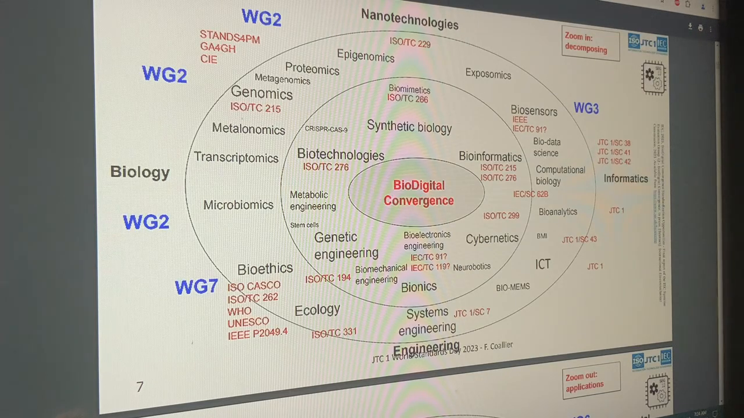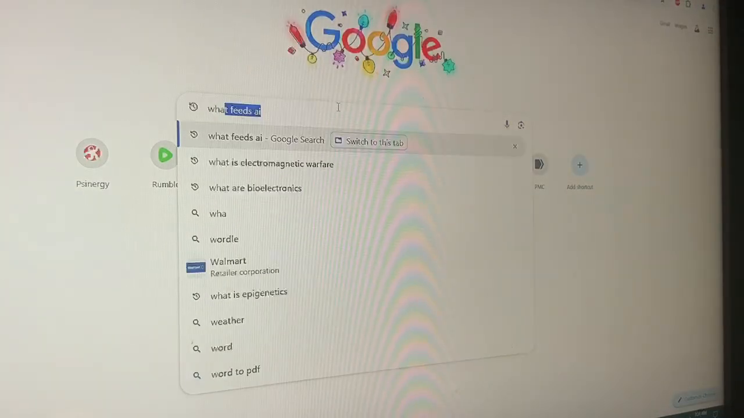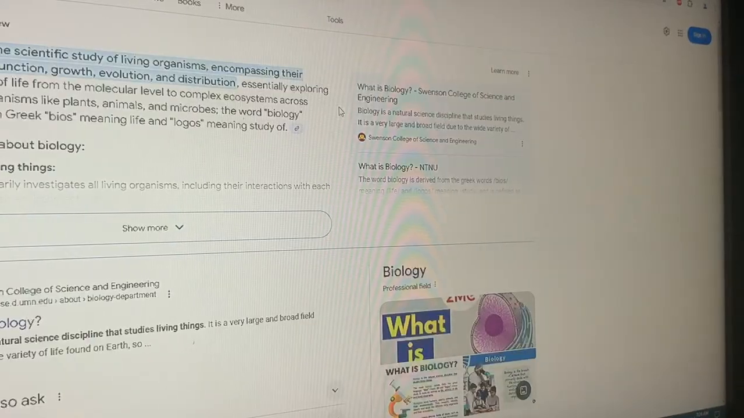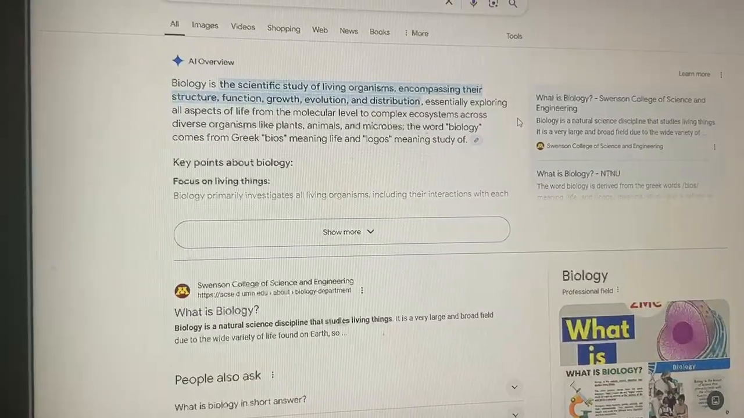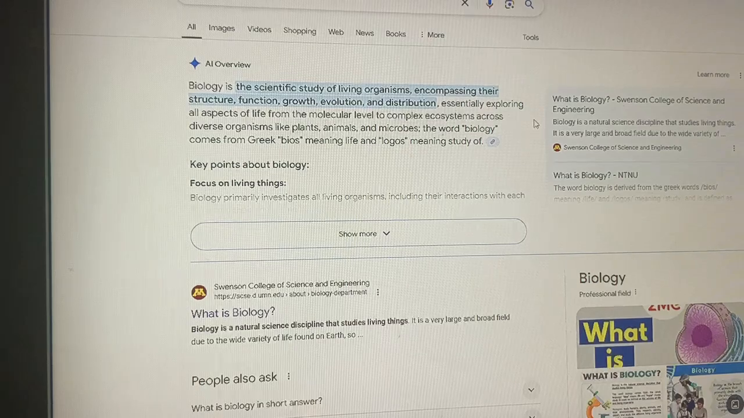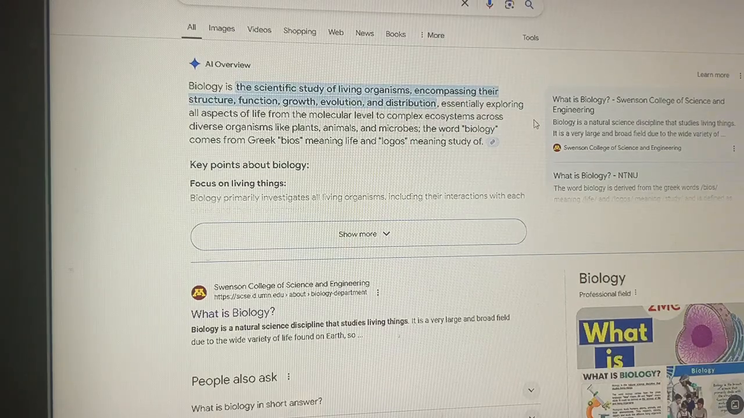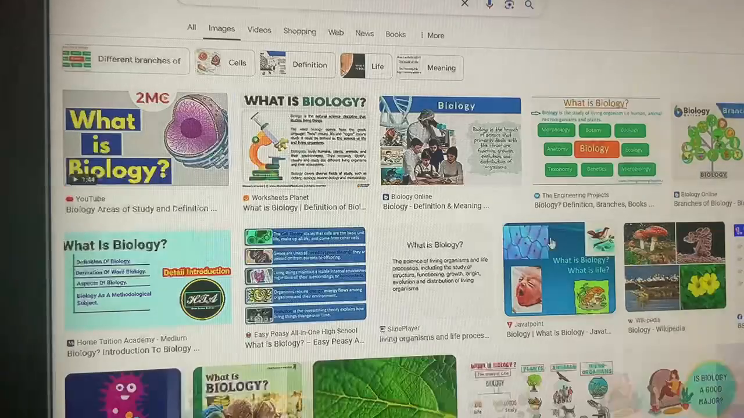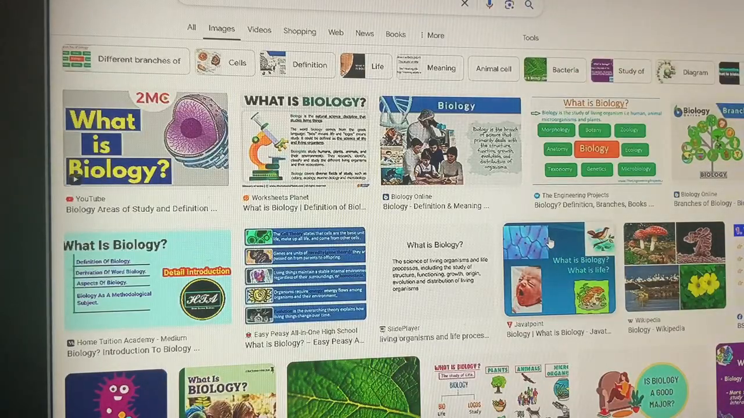Need me to define that for you too? Maybe. What is biology? Especially these days, right? Okay. Biology is the scientific study of living organisms encompassing their structure, function, growth, evolution, and distribution. Wow. So how many of you out there don't know that biology is a science? How many of you out there, honest to goodness, have no idea what biology even is?